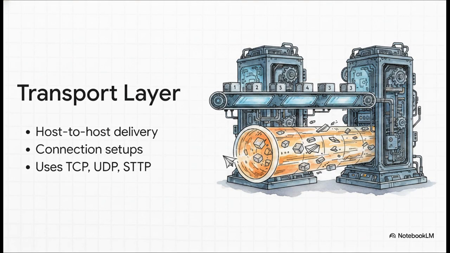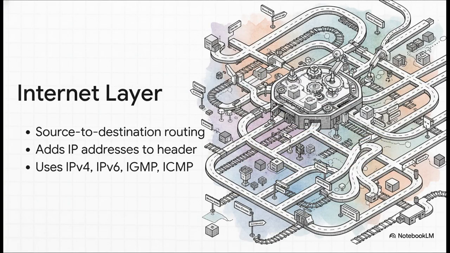Dropping down one level, the transport layer takes over, and this one is entirely responsible for host-to-host delivery. This is where the communication gets set up to be either connection-oriented or connectionless, utilizing major protocols like TCP, UDP, and SCTP. Next up is the internet layer, which takes care of source-to-destination routing. Critically, this is where the IP addresses actually get slapped directly onto the header. We're talking about the fundamental routing protocols here, things like IPv4 and IPv6, along with IGMP and ICMP.